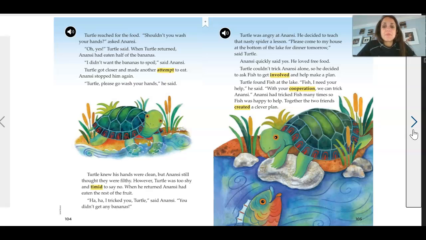Turtle got closer and made another attempt to eat. Anansi stopped him again. "Turtle, please go wash your hands," he said.